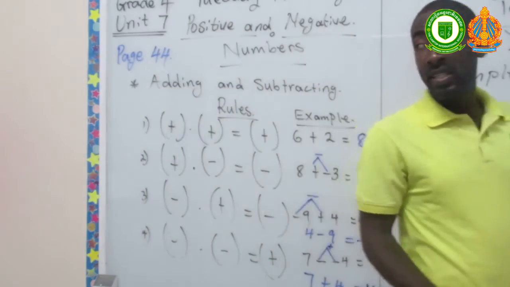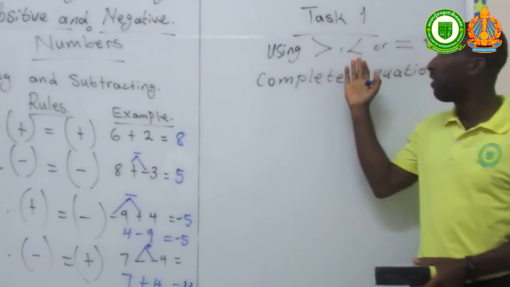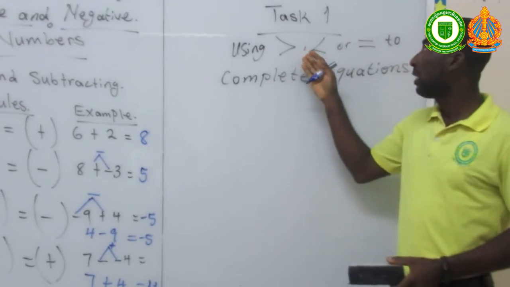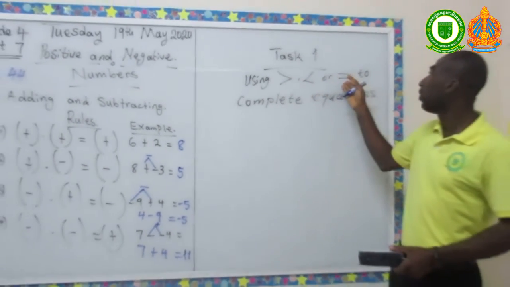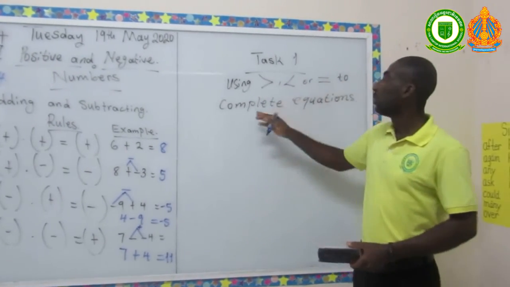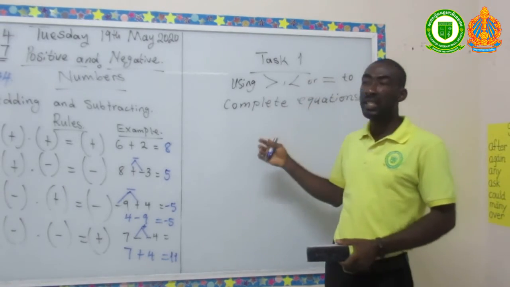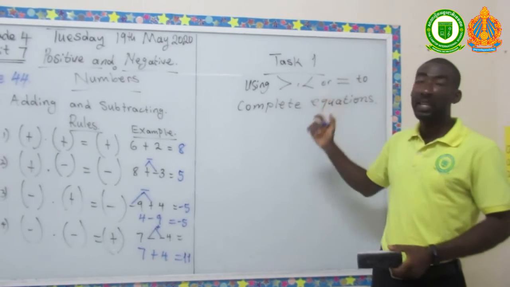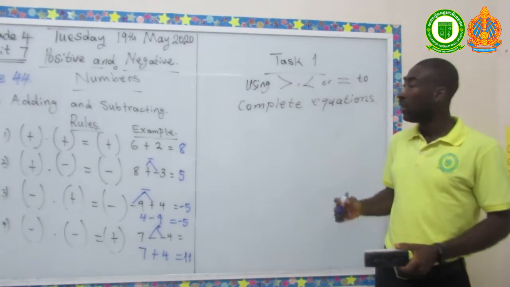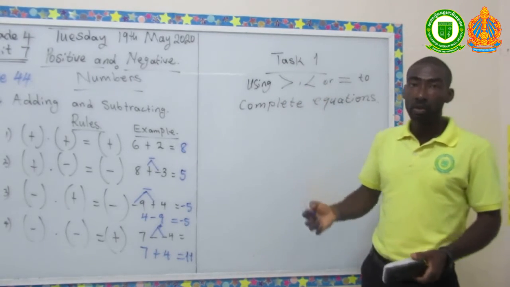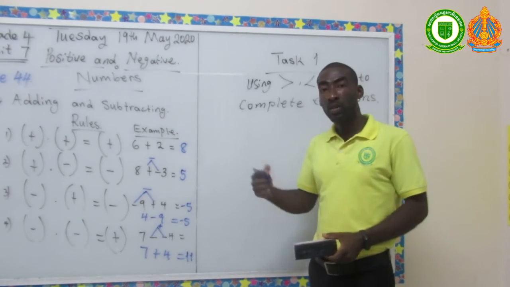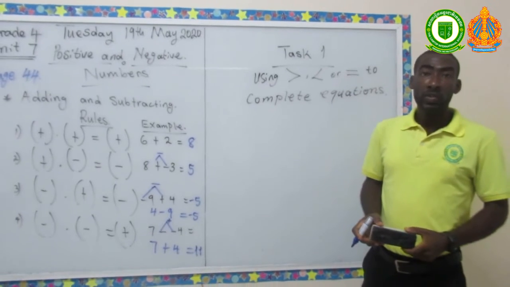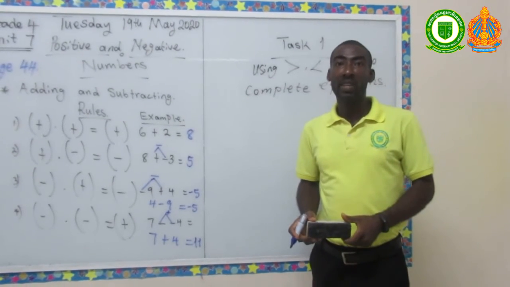On this section we will move to our first task. We're going to use a greater than, less than, or equal to sign to complete the exercises that I'll post to you on Telegram. You have this exercise through the group, which I'm going to send to you to do. On this note, we will close for our first session and then we'll meet on our second session.